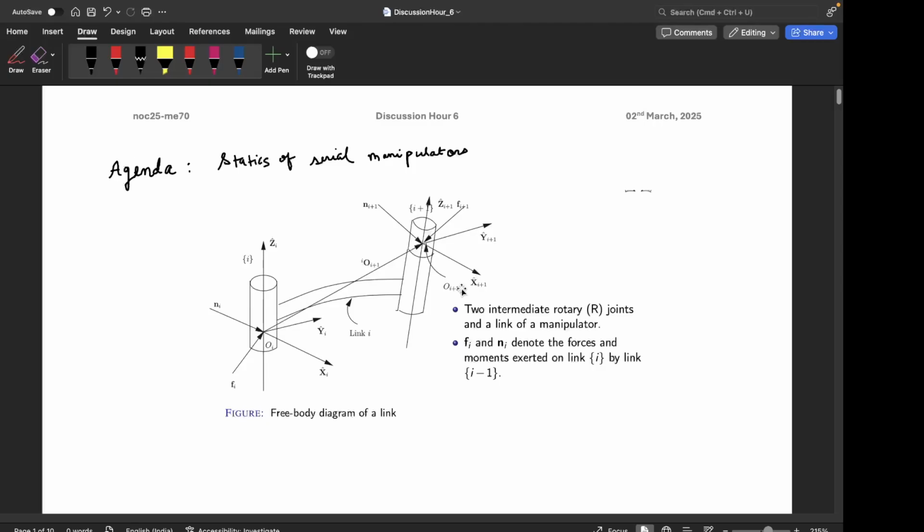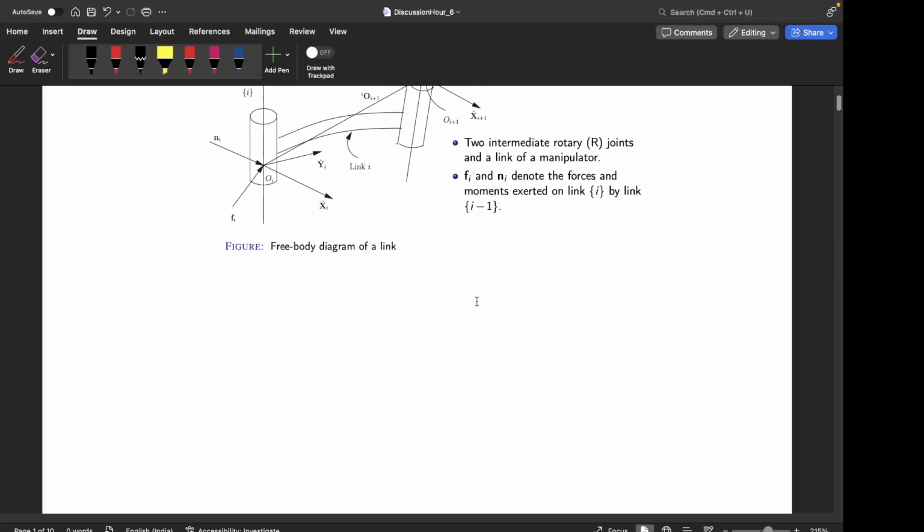So, firstly, starting from the fundamentals, what does statics mean? So, statics is basically when the rigid body that we are studying, or bodies, as in the case of manipulator, when rigid bodies are at rest, right? They are not moving.